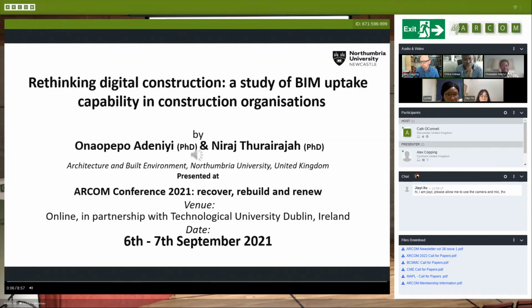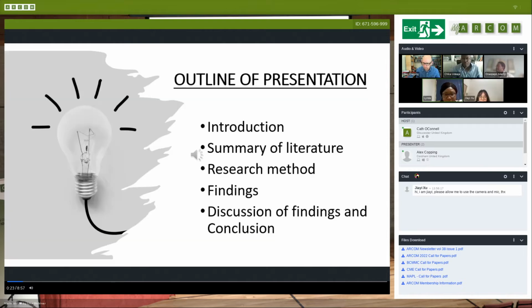I am presenting a paper titled Rethinking Digital Construction, a study of BIM uptake capability in construction organizations. The paper is authored by Onaopepo and Niraj. My presentation will be in this order: introduction, summary of literature, research method, findings, discussion of findings, and conclusion.